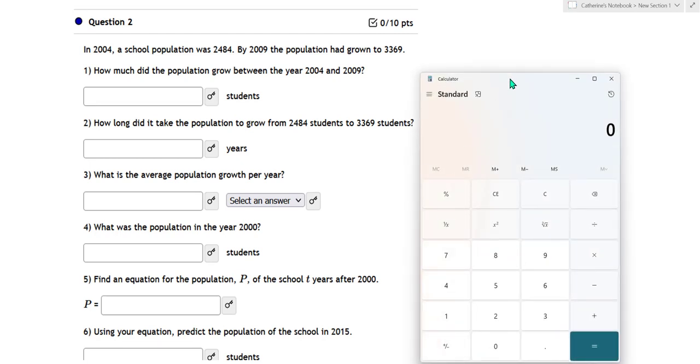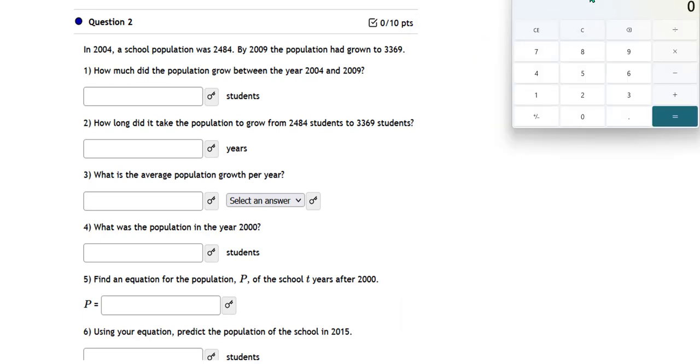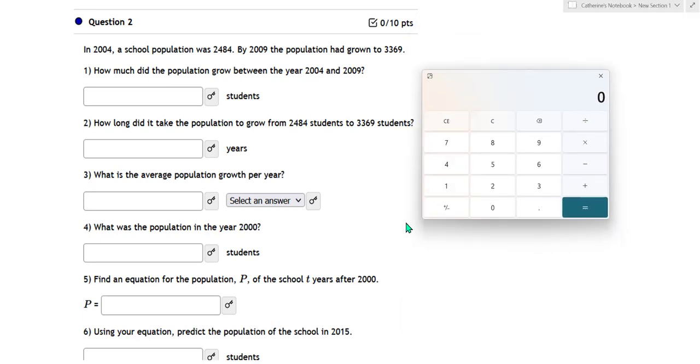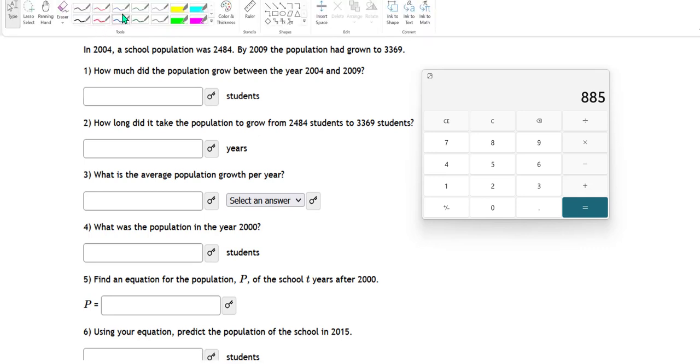So we need to just subtract. So 3369 minus 2484, 885. And by the way, this particular problem is trying to walk you through working out the formula for the linear function that has these data points. So that's sort of what our end goal is going to be.